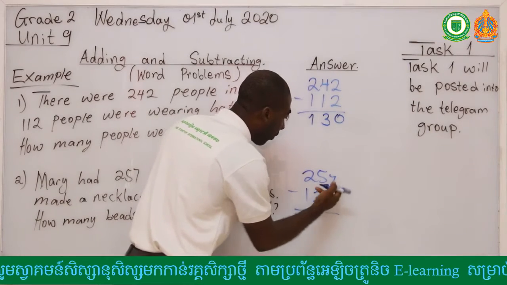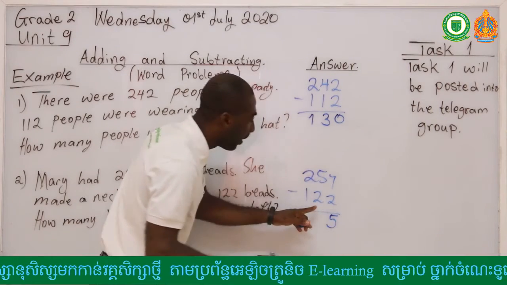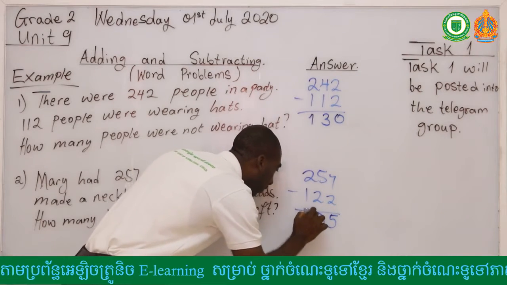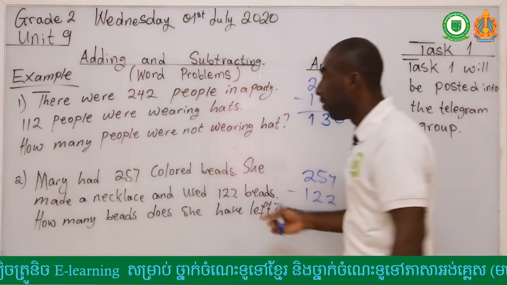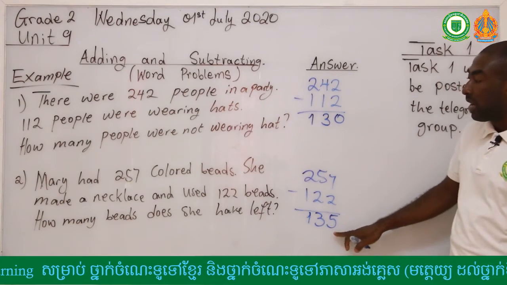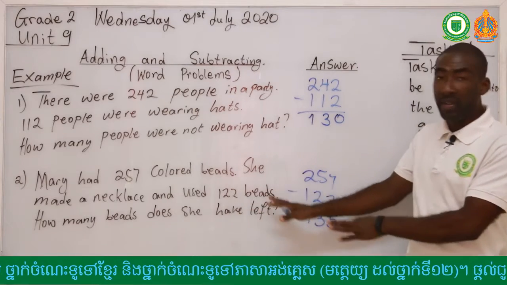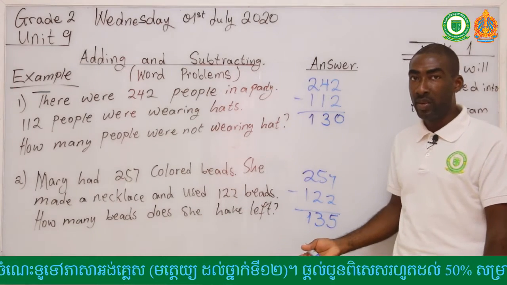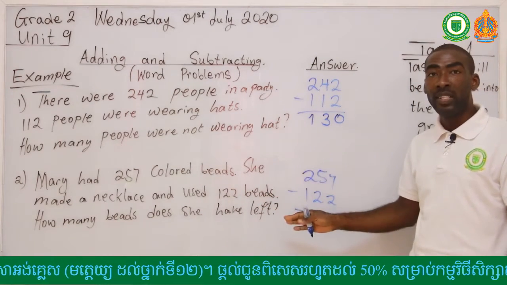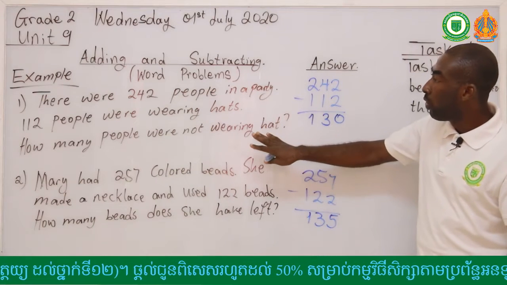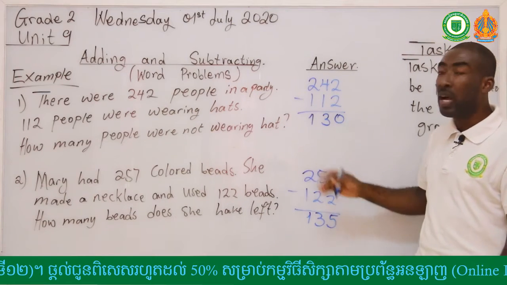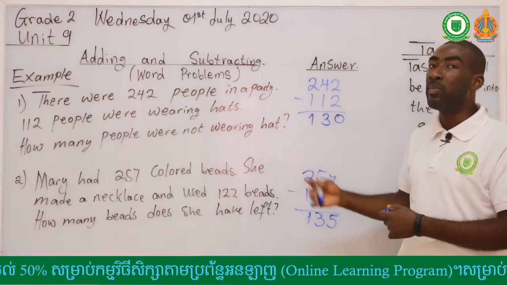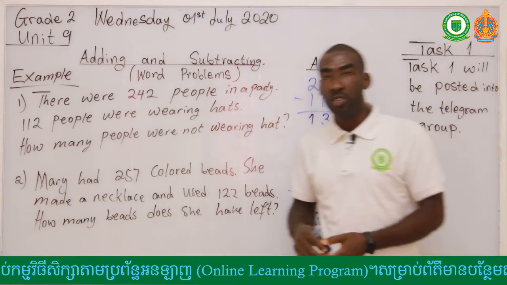So we subtract 2 from 7, we have 5. Then 2 from 5, we have 3. 1 from 2, we have 1. So this shows that 135 beads were left that Mary did not use to make the necklace. Okay, so this is about subtraction, and you always have to find your keywords so that you know what to do. But it's always that you're going to subtract a smaller amount from the bigger amount so that you can get your difference.